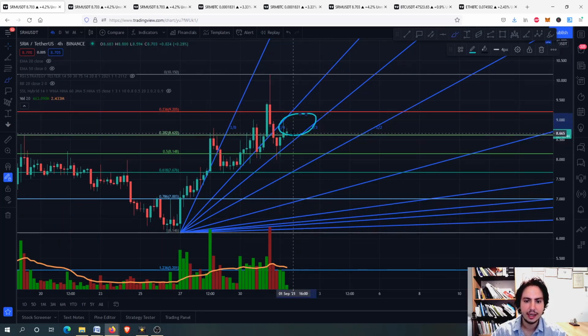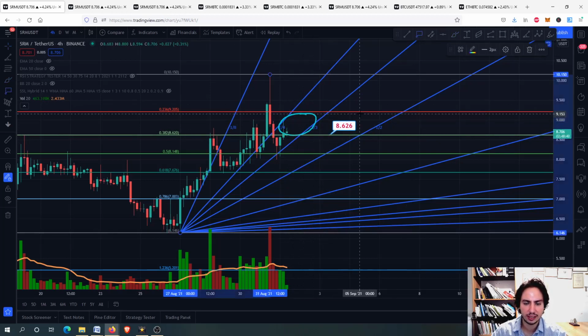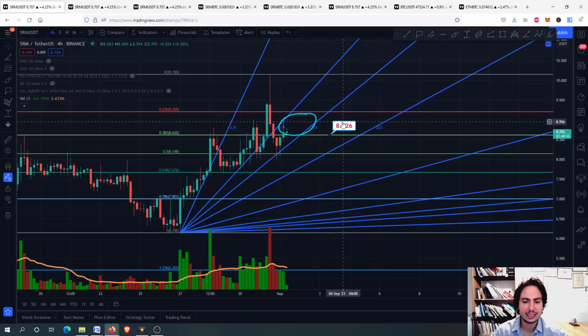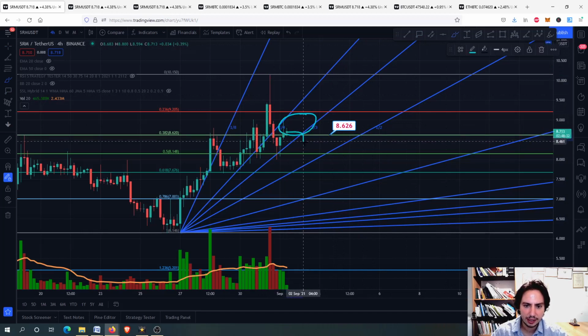You can see, if we go down from the 8.626, around there, 8.6 anyway, Tether USD, then we might be falling a little bit down into this circle right there. Anyway, we have some momentum going on right there.